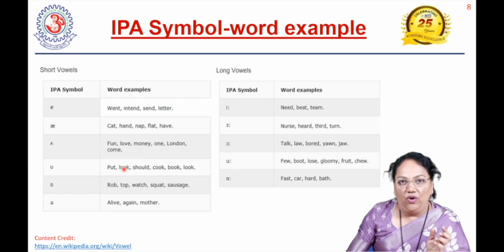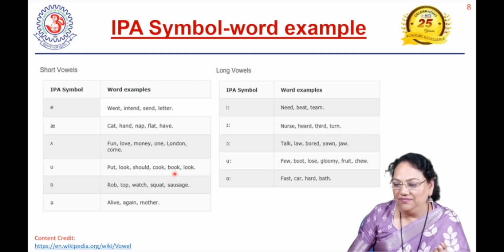Next comes the IPA symbol for the sound in a word like PUT. Here, U is the vowel, but it is not the vowel sound. What is the vowel sound? U. Put. Look. See the spelling here? We spell it LOOK, but that is the U sound. Look. Okay? Should. Cook. Book. So this is how the sound works.